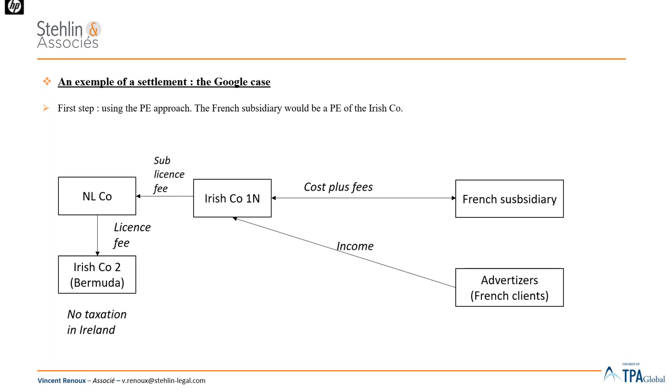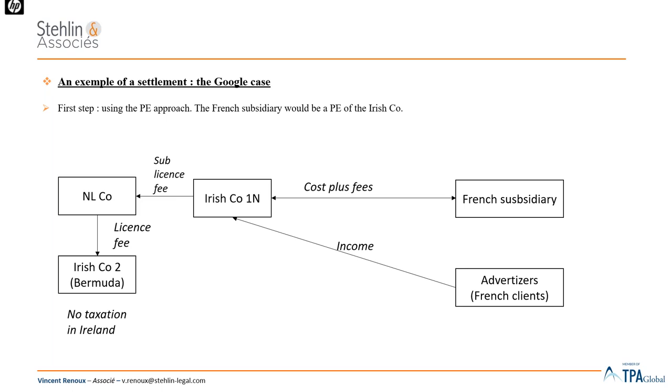So, as you can see here, this is the classical Irish sandwich that is being used. The French subsidiary is just a pure group service provider, invoicing the Irish company on a cost-plus basis. And all the income goes to the first Irish co. And then most of the profits of the Irish co go to a Dutch company, and from the Dutch company to the second Irish co. And the second Irish co is managed and controlled in Bermuda, and therefore not taxed in Ireland. So it's always a funny situation because the media and the journalists claim that Ireland has a very low corporate income tax rate of 12.5%.